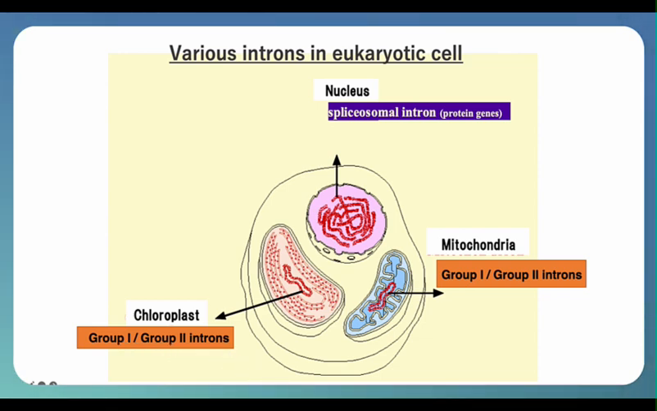On the other hand, the genes encoded in these organellar genomes do not contain any introns that are excised by the spliceosome.